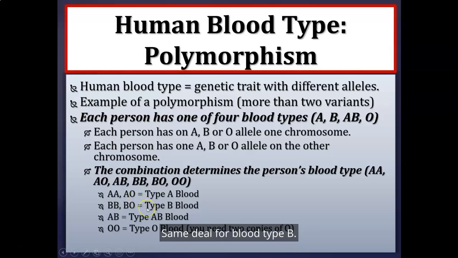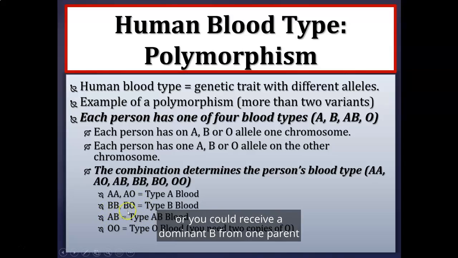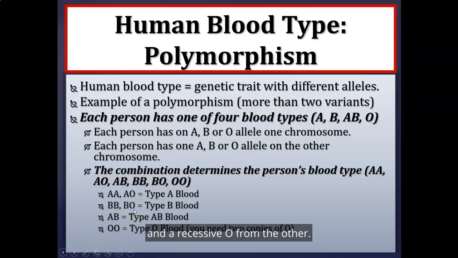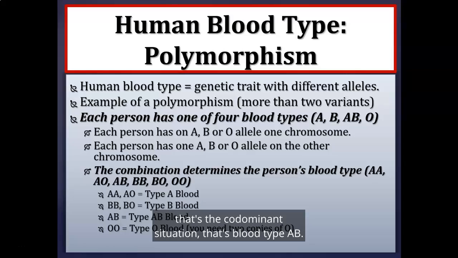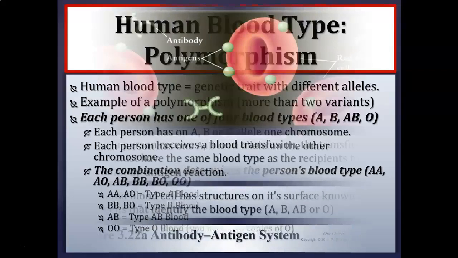Same deal for blood type B. There are 2 different genotypes for blood type B. You could either receive a dominant B from both mom and dad, or you could receive a dominant B from one parent and a recessive O from the other. If you receive an A allele from one parent and a B from the other, that's the codominant situation. That's blood type AB. And if you receive a recessive O allele from both parents, then you're blood type O.